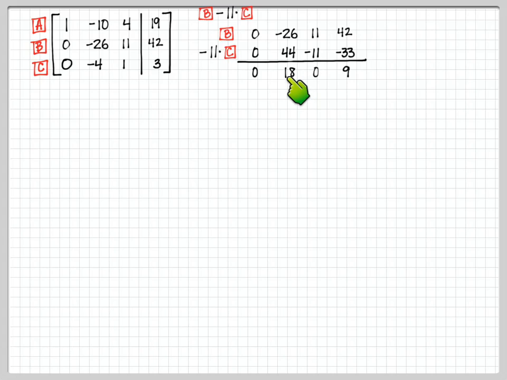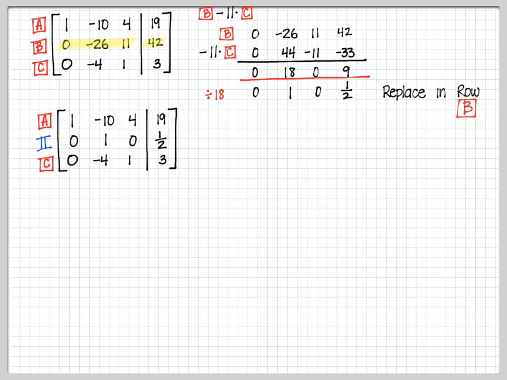But not only that, I noticed I've got 18 and 9, and I like that because they're both multiples of 9, but I want to get this element to be a 1, so if I divide everything by 18, I've got 0, 1, 0, and then a half. And I'm going to put that into row B. So I'm going to rewrite the matrix again down here, and you'll see that I've replaced it into row B, and now it's called Roman numeral 2 in blue, but I have a 0, a 1, and a 0. And if you go back, that was the goal that I wanted for row 2.